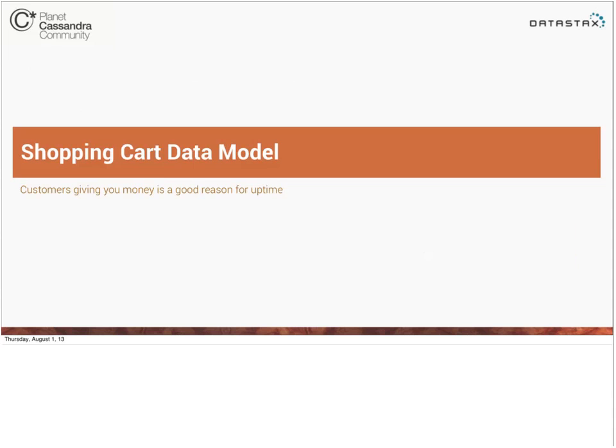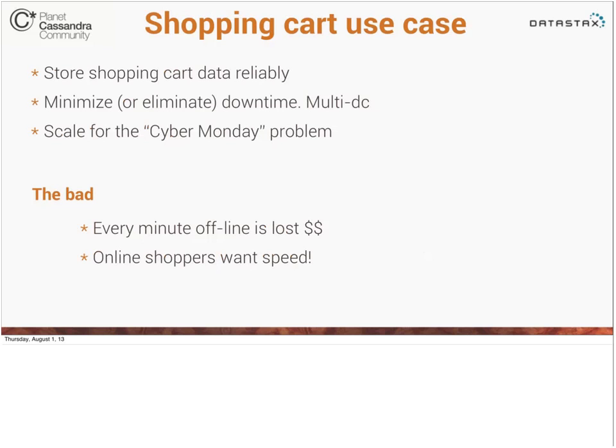Okay, so my first model: shopping cart. And I think the shopping cart model is great because it's a good example of, hey, I need as close to 100% uptime as possible. Because think about that. That's people giving you money, and you do not want to lose that. And you want it to be online all the time because people giving you money is probably the reason you're in business. So what's the use case?